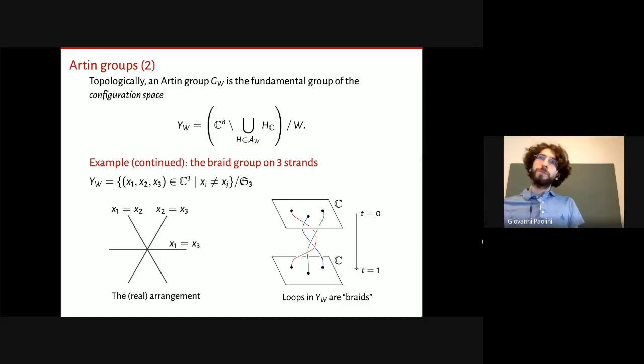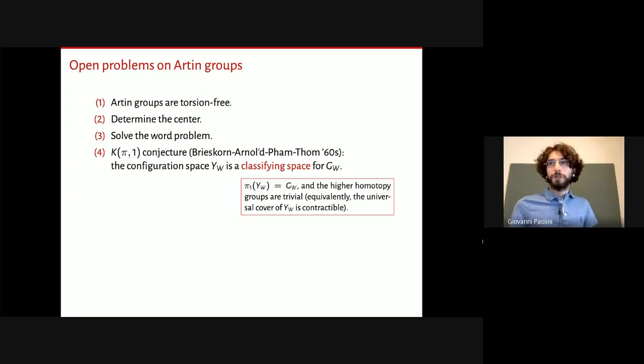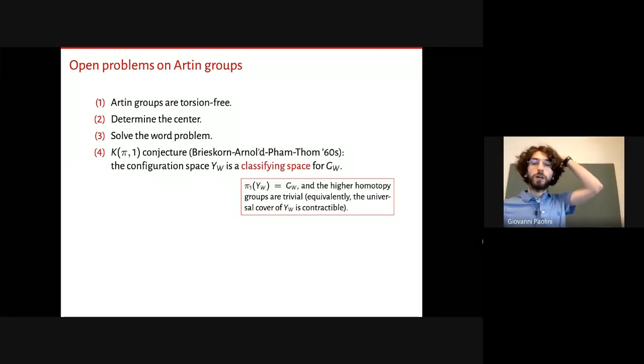Now, Artin groups have been studied for more than 50 years now, but general properties about Artin groups are actually quite difficult to prove. And in fact, there are very few theorems that work for a general Artin group. There are many results about families of Artin groups, but not much in general. In particular, here are perhaps the 4 most important open problems about Artin groups.